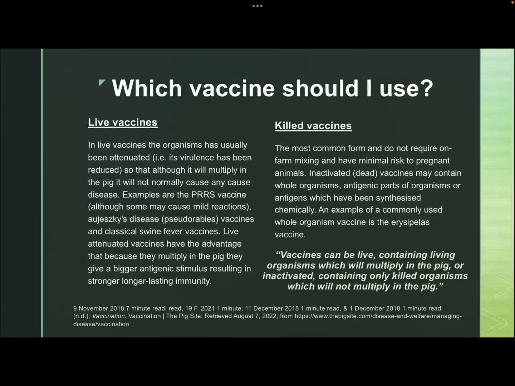Live inoculated vaccines have the advantage that because they multiply in the pig, they give a bigger antigenic stimulus, resulting in stronger, longer-lasting immunity. The most common form are killed vaccines, which do not require on-farm mixing and have minimal risk to pregnant animals. Inactivated or dead vaccines may contain whole organisms, antigenic parts of organisms, or antigens which have been synthesized chemically. An example of a commonly used whole organism vaccine is the Ehrlichia vaccine.